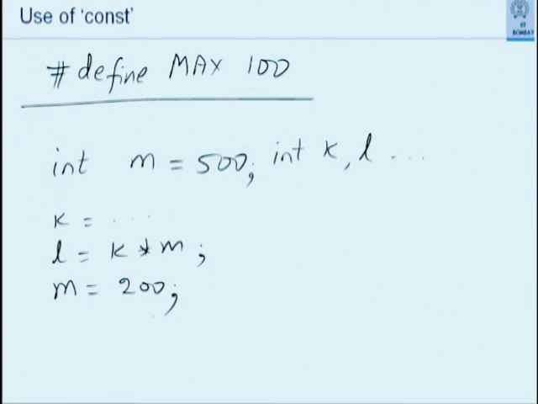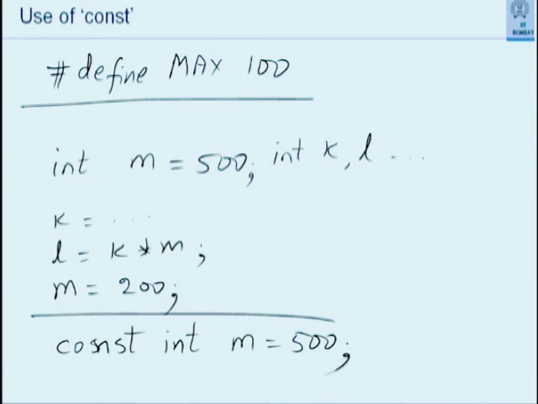If I wish that some of these variables should not change their values during the execution of the program, they must remain fixed to the initial value that they have been allocated. If I want that to happen, then what is the feature that I have? That feature is called the constant qualifier. For example, while declaring this int m, if I said const int m equal to 100.